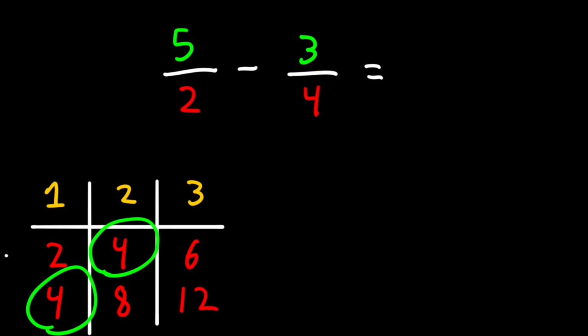So what do we have to do to make this denominator 4? Notice how for the row that has the number 2, 4 is in the second column. This is the column that 4 is in. So we're going to multiply this by 2. And since we're multiplying the denominator, we have to multiply the numerator as well. For the second fraction, the denominator is already 4, so we don't have to change anything.